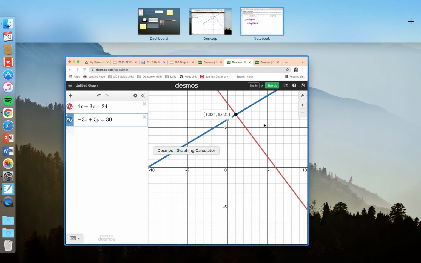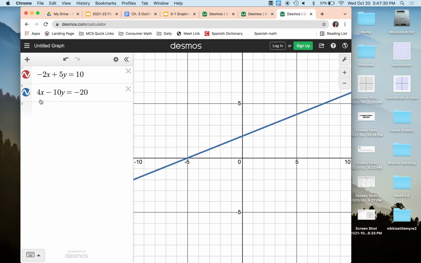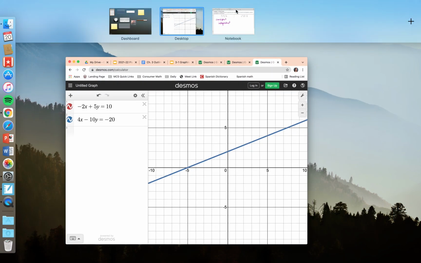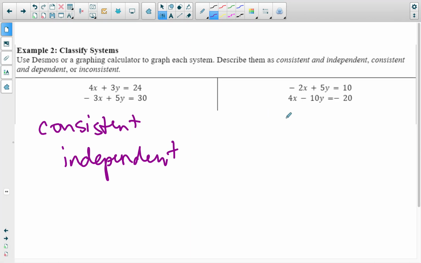The second system, let's take a look at it. It looks like they're overlapping, the same line. As I remove one line and put it back, you can see they're the same, meaning these are going to be consistent and dependent.